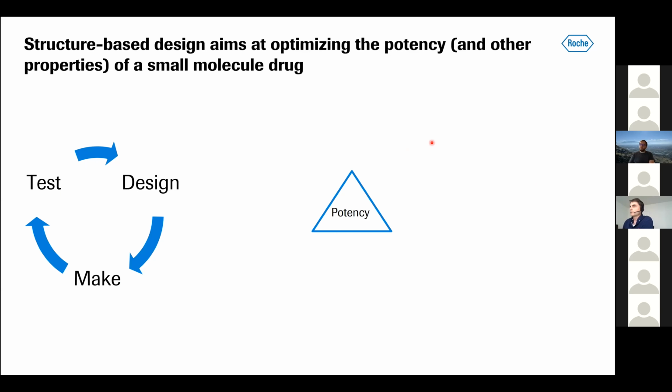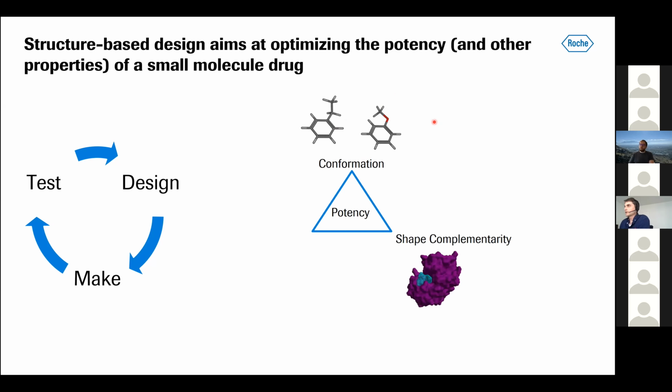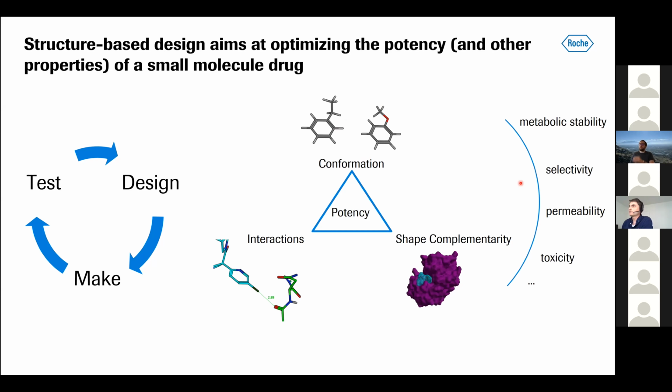Now, when you want to improve the potency, you have various attributes of your molecule you want to improve, which can be, for example, the conformation of your small molecule, its shape complementary to the binding site, or the interactions it makes with the protein. Apart from potency, of course, there are many other properties such as metabolic stability, selectivity, permeability, toxicity, etc. You have to keep in mind when doing all these structure-based optimizations.